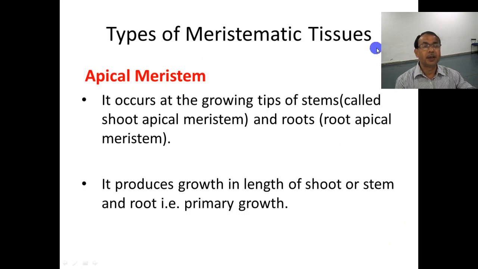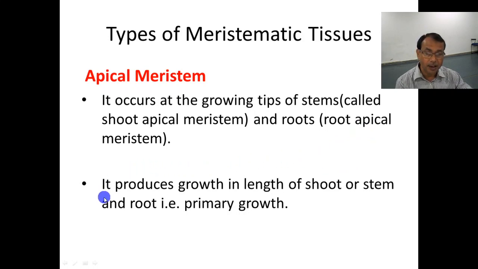Types of meristematic tissues. First of all, apical meristems. It occurs at the growing tips of stems. At that point, we call it shoot apical meristem. And in roots, we call it root apical meristem. That means if the meristem is present at the tip of the stem, we call it shoot apical meristem, and if it is present at the root tip, we call it root apical meristem.